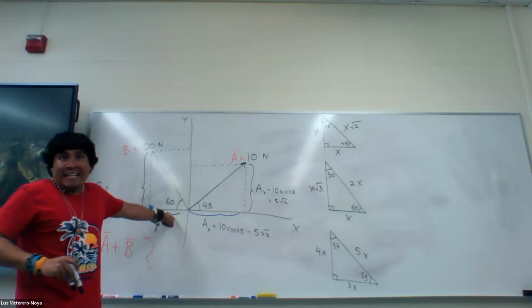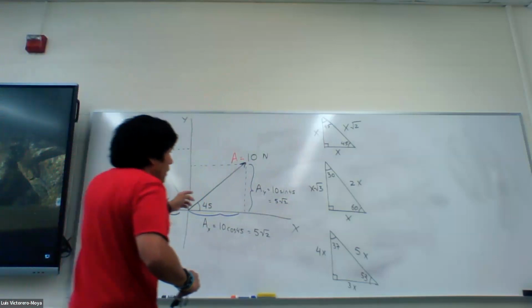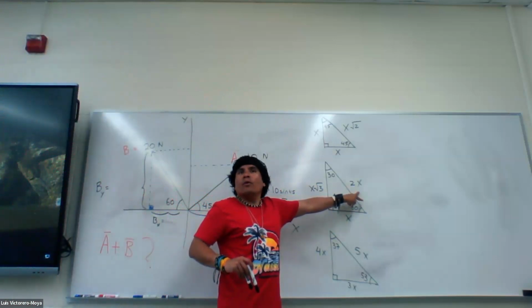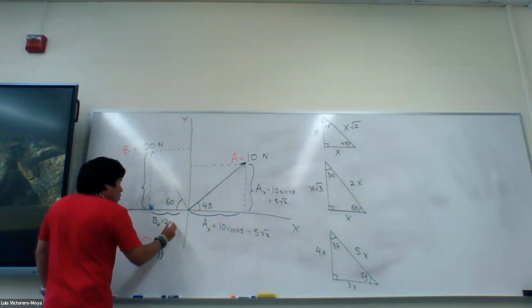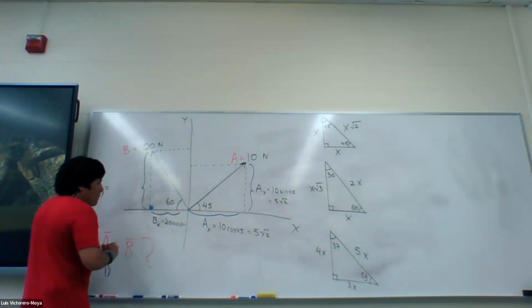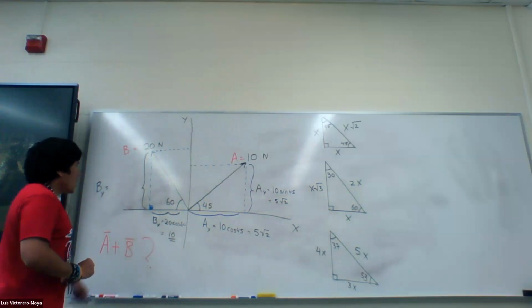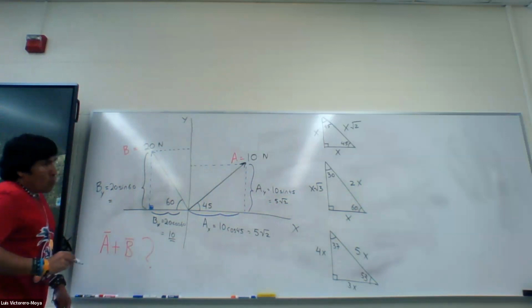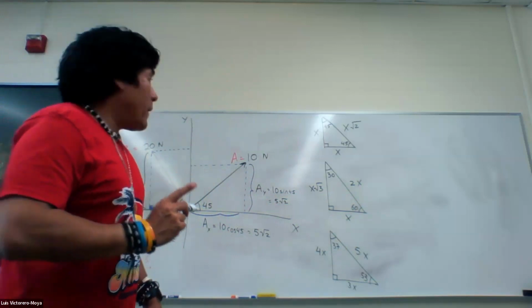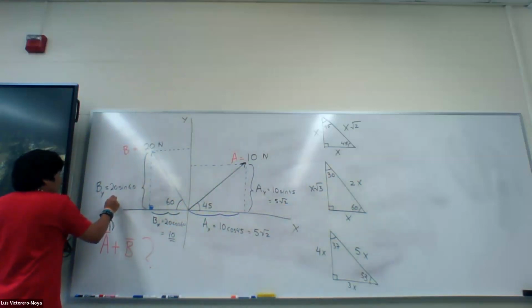This is the adjacent, so that will be the B cosine 60. The cosine of 60 is 1/2. So we use here 20 cosine 60, which will give you 10. And this will be 20 sine 60, which gives you, well, sine of 60 is √3 divided by 2. This will be then 10√3.